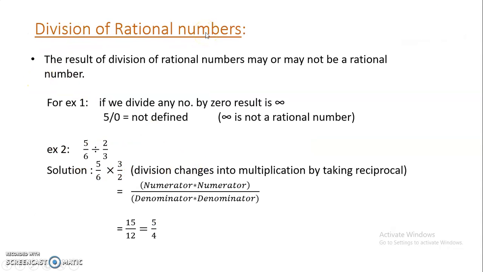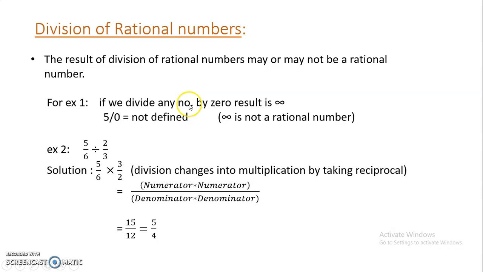Division of rational numbers may or may not be a rational number. So till now, when we saw addition, subtraction and multiplication, the result was always a rational number. But here, in division, it may happen that the result is a rational number, and it may also happen that the result is not a rational number. So for that, let's see an example.